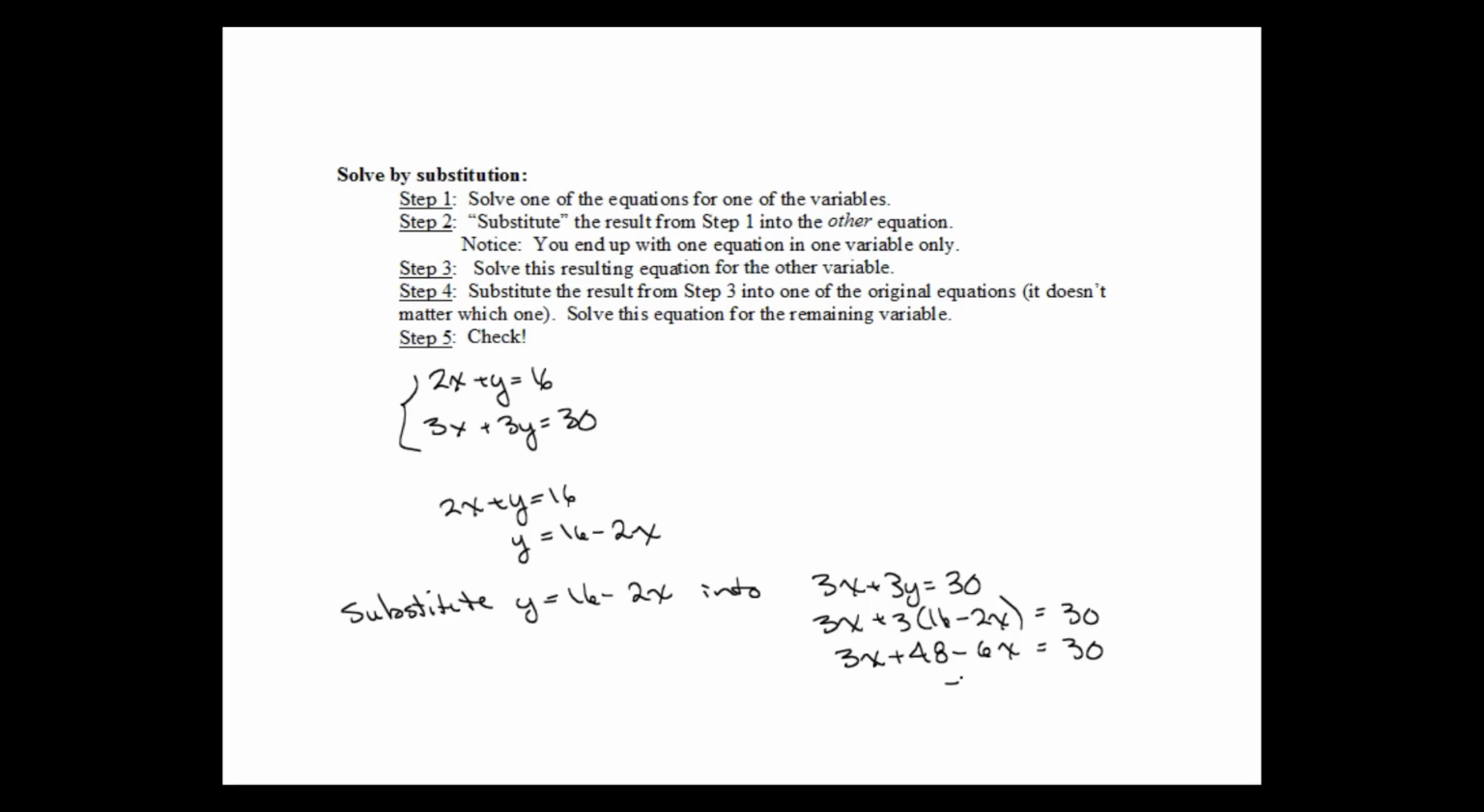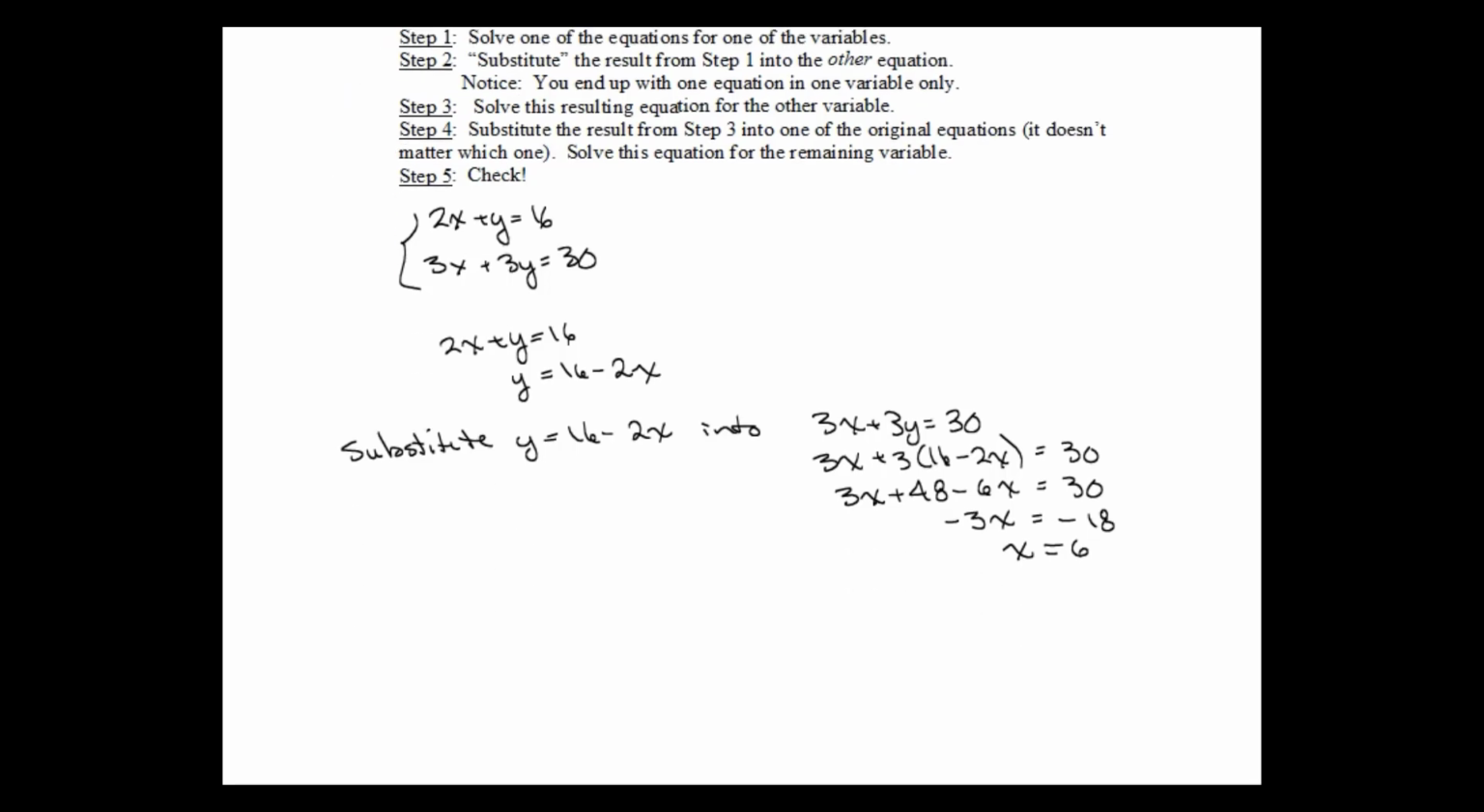Combining like terms gives me negative 3x plus 48 equals 30, so negative 3x equals negative 18. And therefore x is 6. And so then what you want to do is take that x equals 6 and put it into either of your equations. So if I put it into here, my y is equal to 16 minus 12, which is 4.